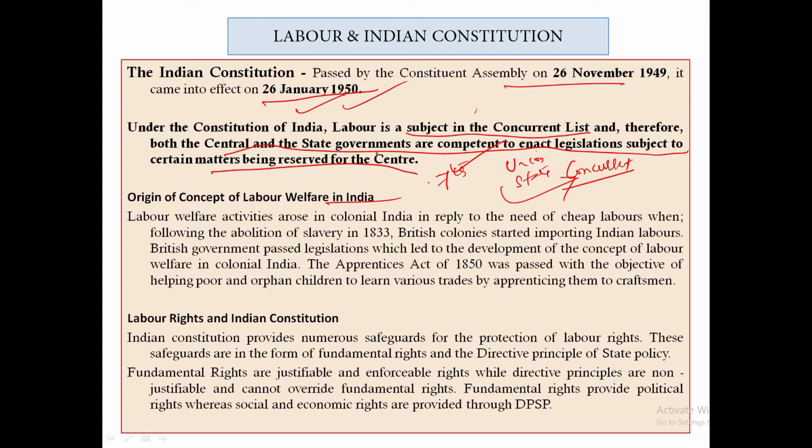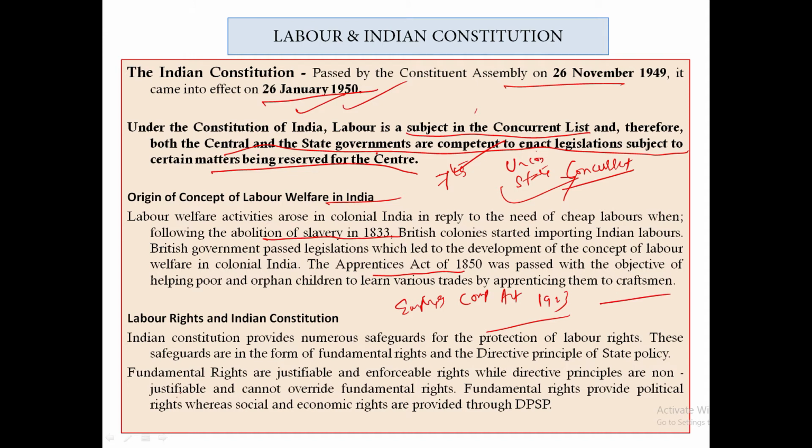Let's see briefly how the concept of labor welfare originated in India. Labor welfare came in India before our independence, starting during British time itself: abolition of slavery in 1833, then the Apprentice Act in 1850, and also the Employees Compensation Act 1923. Why this act came in, and the different risks earlier like the doctrine of assumed risk, do read about that, and I will also cover it in another topic later on. So these are a few of the origins, how it came.